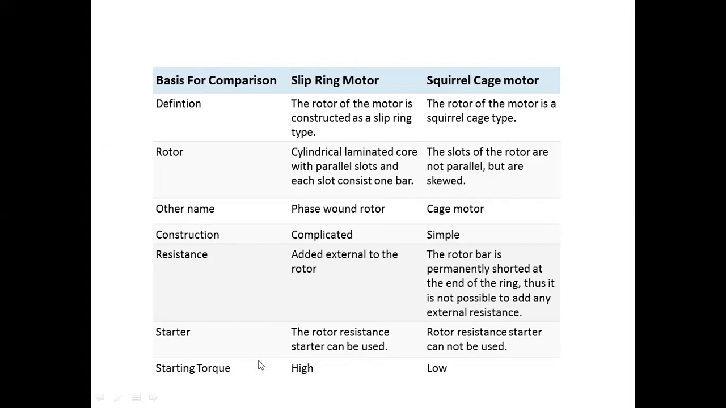Starters are not in your syllabus. So you can say rotor resistance starters are possible with slip ring and not possible with squirrel cage. By changing rotor resistance, you can change speed also. That is possible with slip ring. We have seen that torque produced by slip ring motor is more, and for squirrel cage it is less.